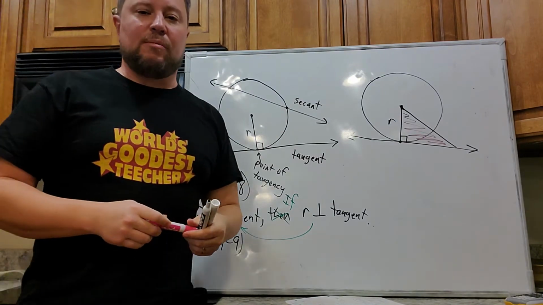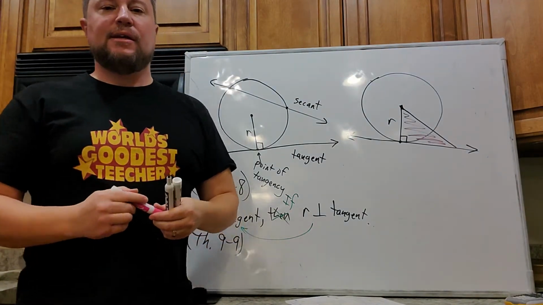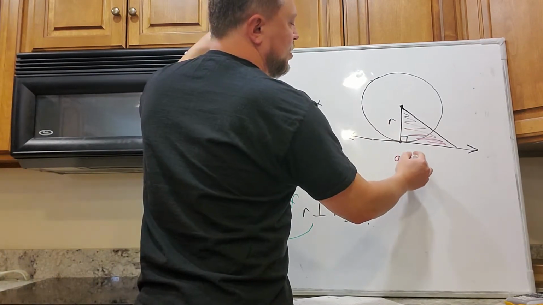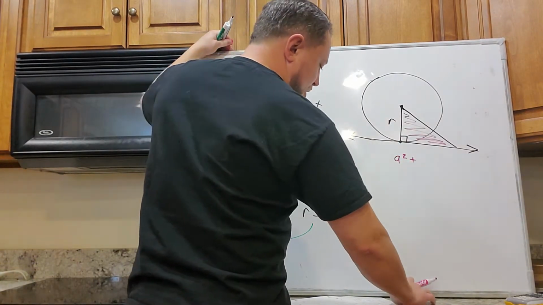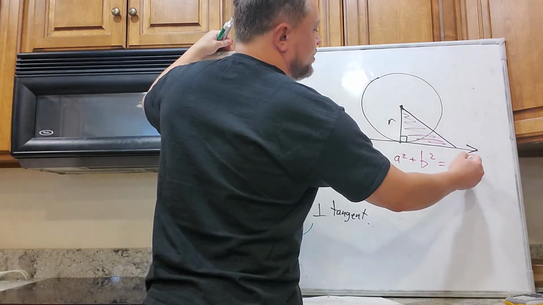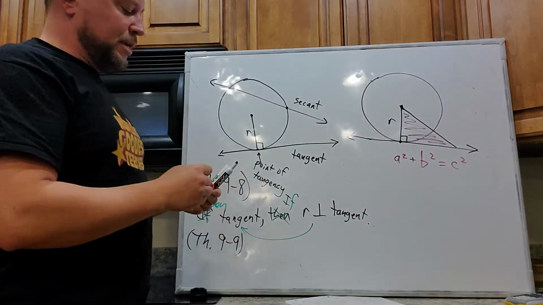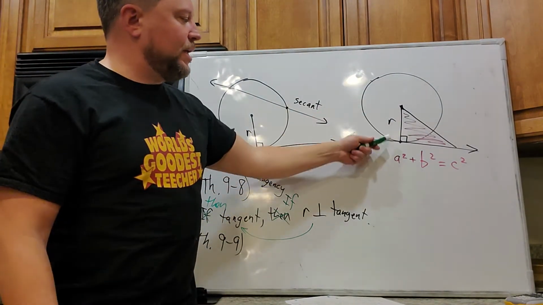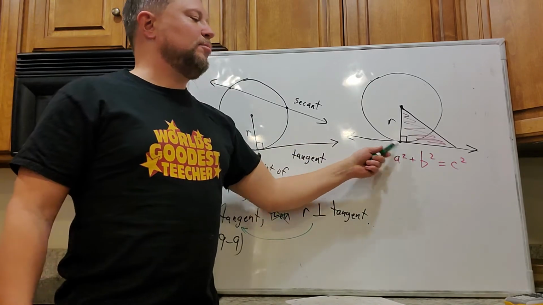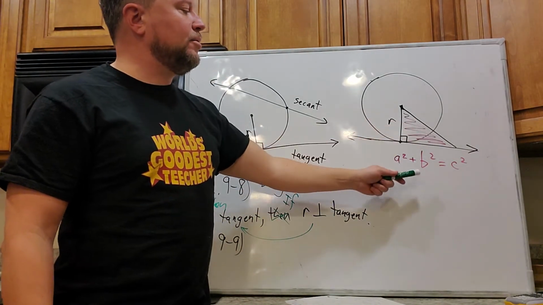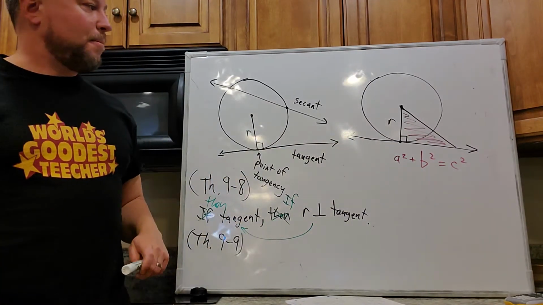And of course, I bet you know where I'm going to go with this next. Whenever there's a right triangle involved, that means we can also make use of the Pythagorean theorem. A squared plus b squared equals c squared. So any problem that you see that involves a radius meeting a tangent at the point of tangency, just remember that's a right angle, making a right triangle, Pythagorean theorem.